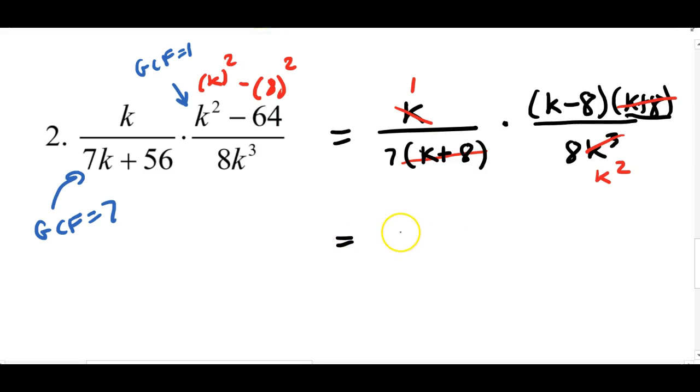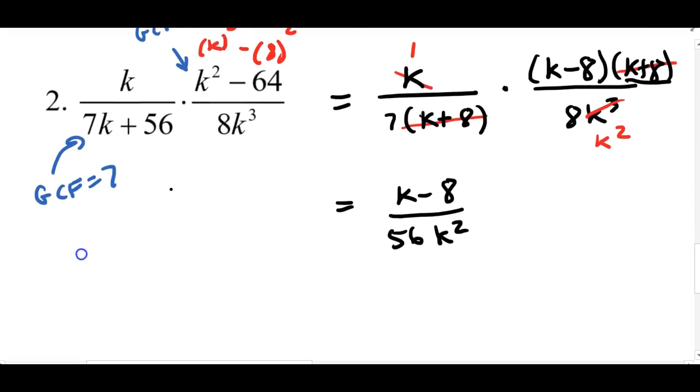So in the numerator, we're going to have k minus 8, because 1 times k minus 8 is just k minus 8. And then in the denominator, we have 7 times 8 first, don't forget. So 7 times 8, that's going to be 56, k to the 2nd, k squared. Okay? All right.